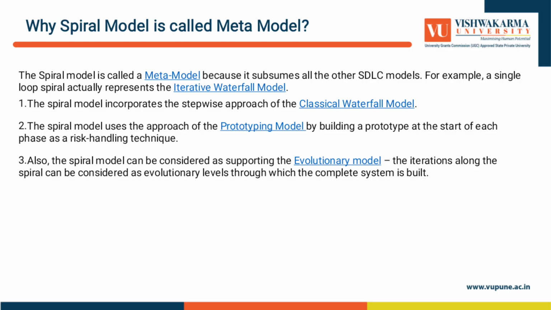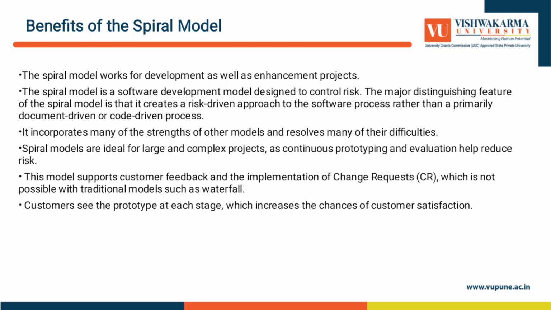Now we will see what are the benefits of the spiral model. The spiral model works for development as well as enhancement projects. The spiral model is a software development model designed to control risk. The major distinguishing feature of the spiral model is that it creates a risk driven approach to the software process rather than a primarily document driven or code driven process. It incorporates many of the strengths of other models and resolves many of their difficulties.